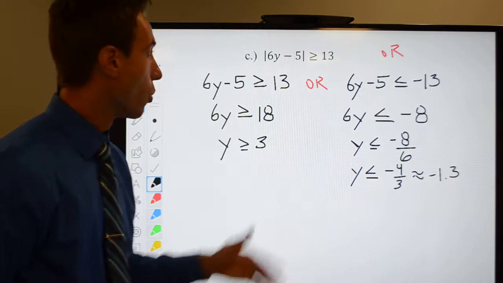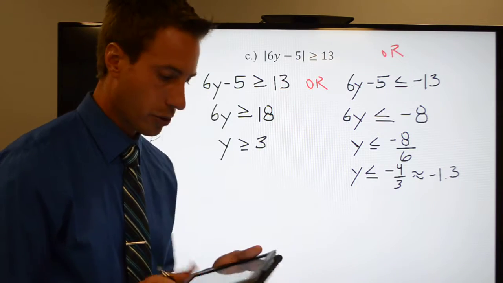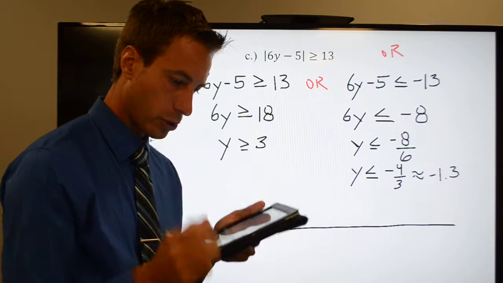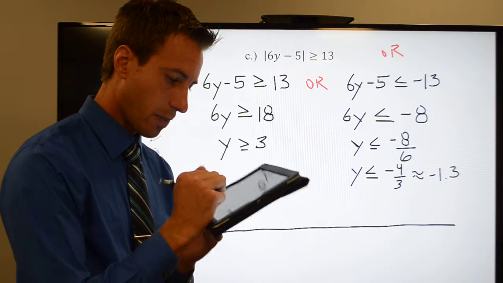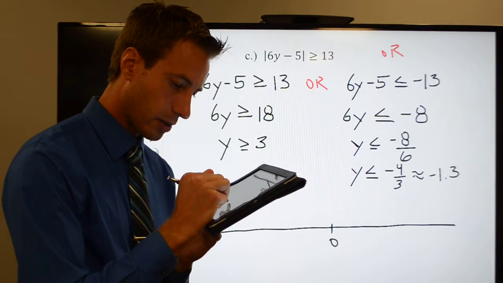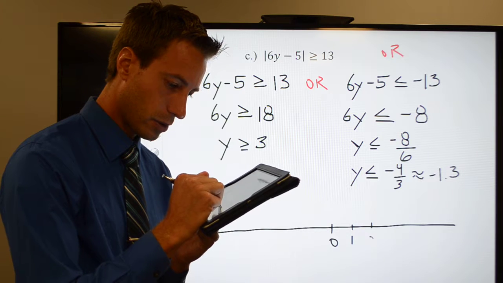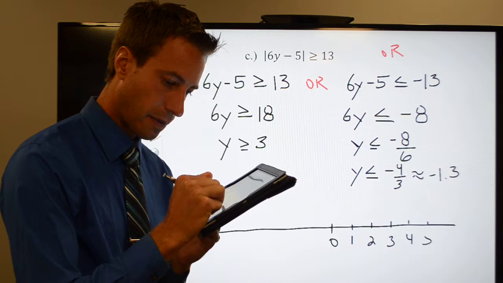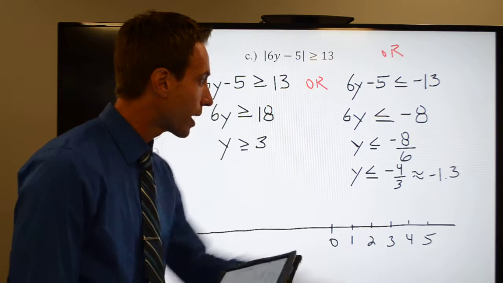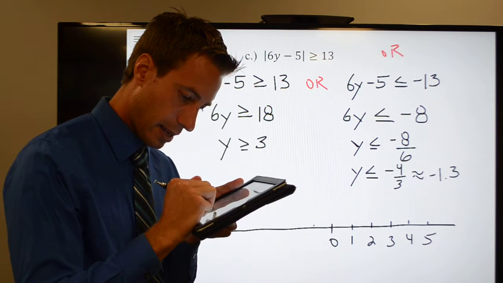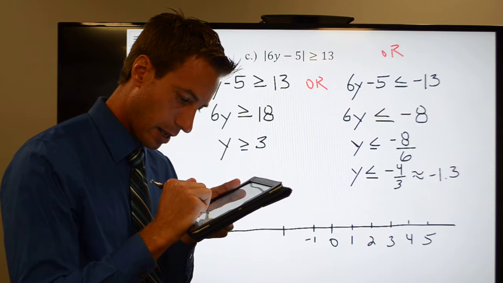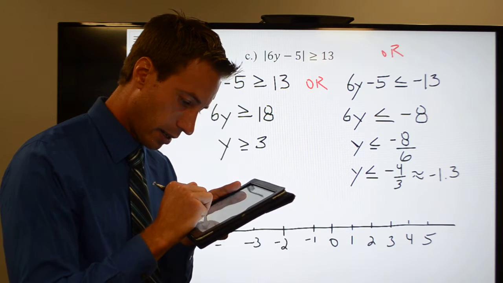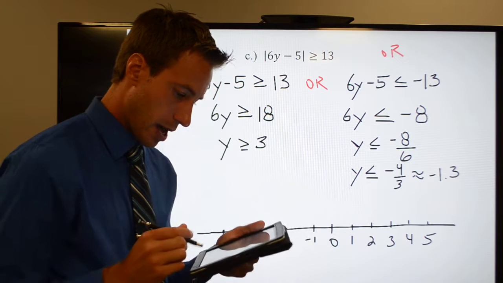Alright, there's no way to write this in set builder notation, so we're not even going to try. We go straight to the number line. Here we go. There's going to be my 0, 1, 2, 3, 4, and 5, and then go in the other direction. I will have my negative 1, negative 2, negative 3, negative 4, and let's graph those.